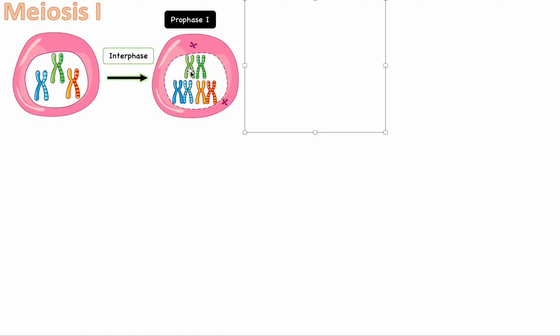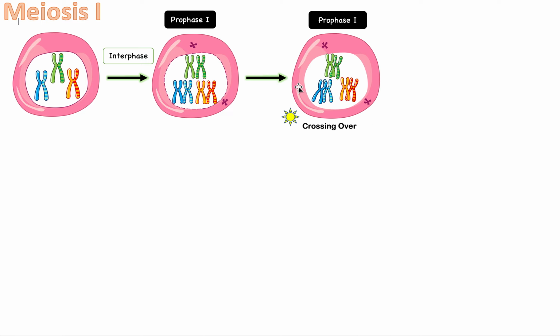The next part that happens: after the DNA duplicated, they start aggregating. So all those with the same function will go together. In other words, the green ones will go together, the blue ones will go together, and the orange ones will go together. So next, something important happens. This is still during prophase, by the way.